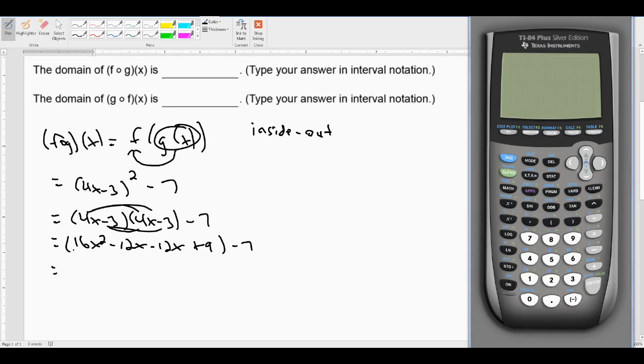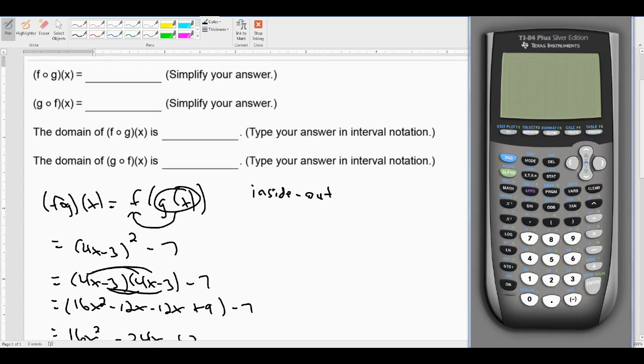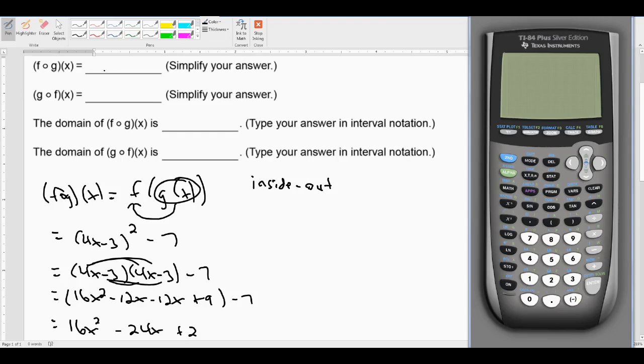Now I'm going to go ahead and combine like terms all the way across. So I have 16x squared, minus 12x minus 12x is minus 24x, and then plus 9 minus 7 is plus 2. And that's what goes here: 16x squared minus 24x plus 2. Now let's go ahead and find the domain.